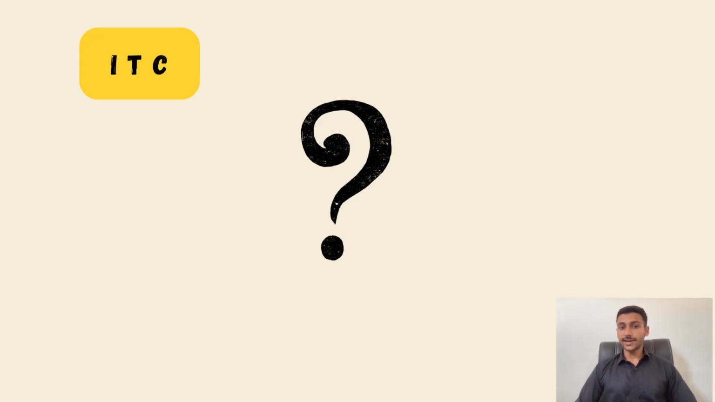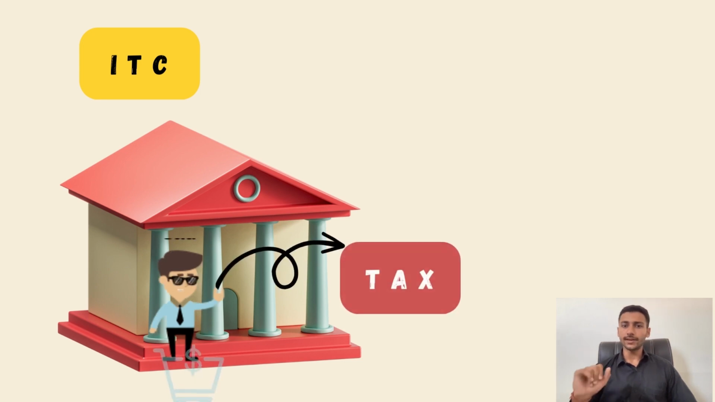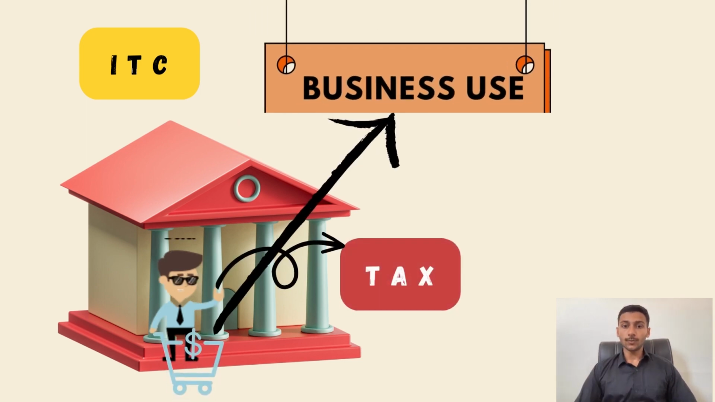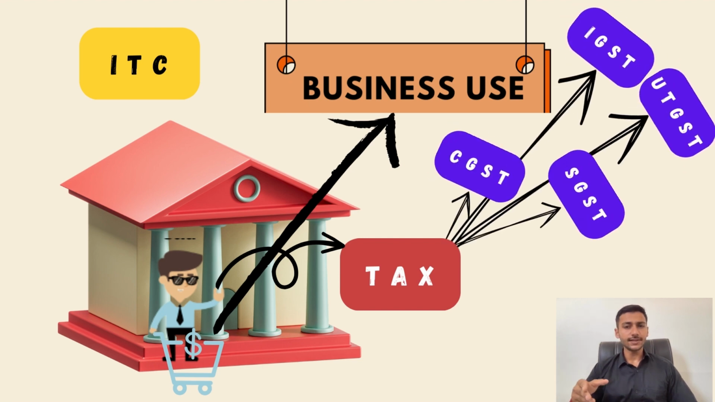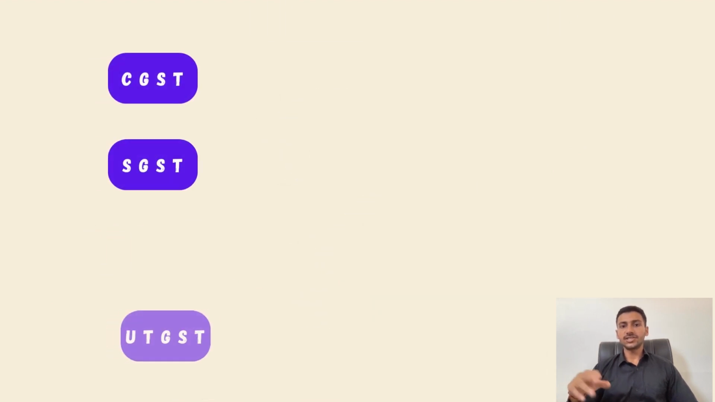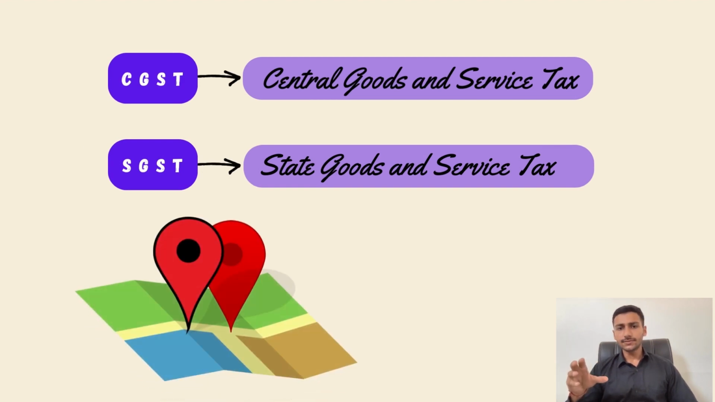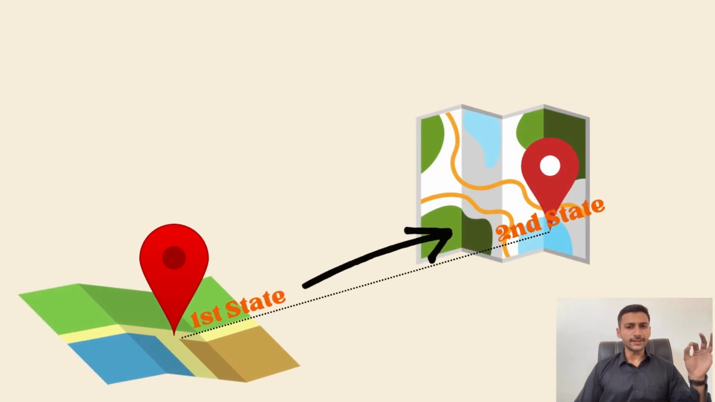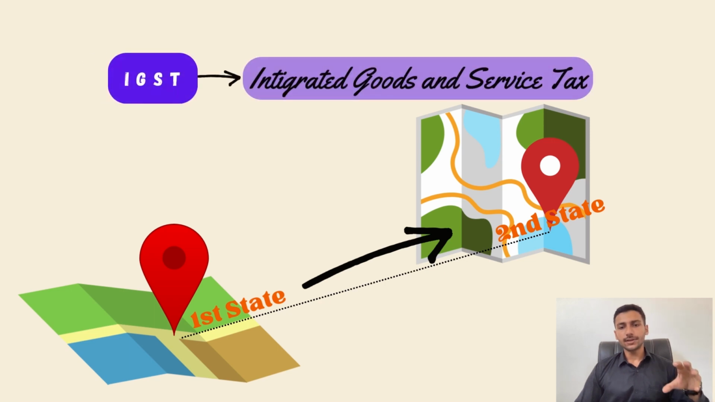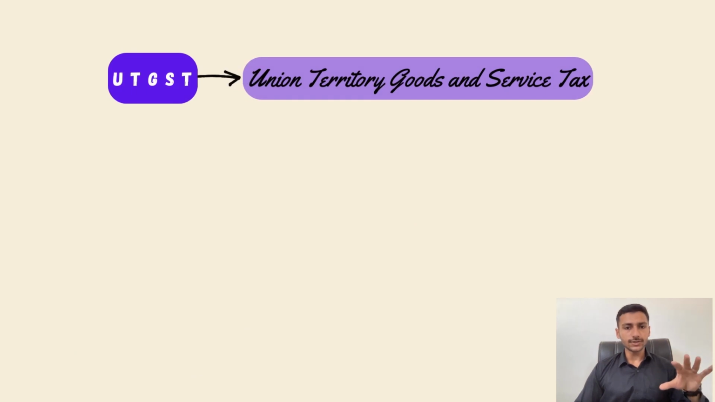First of all, what is ITC? It's a tax paid by us as a firm on purchase of anything for business use only, in the form of CGST, SGST, IGST and UTGST. Now, the question arises, what are these taxes? CGST and SGST stand for Central and State Goods and Service Tax. When we deal within the state, CGST and SGST are charged, and when we do any interstate sale and purchase, IGST is charged. IGST stands for Integrated Goods and Service Tax, and the last one is UTGST, Union Territory Goods and Service Tax. Union territories, we can say, like Chandigarh.